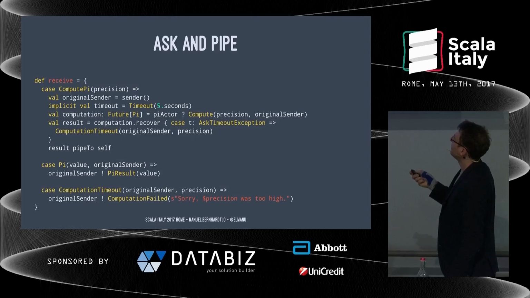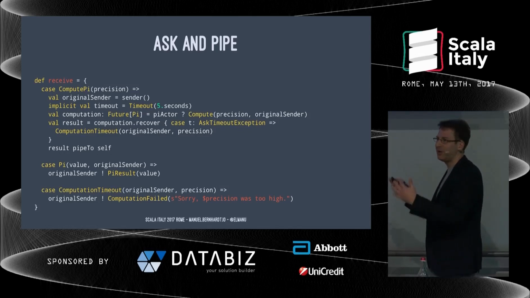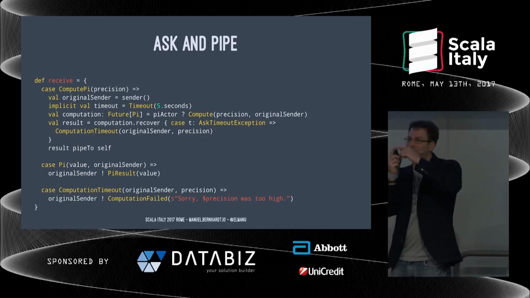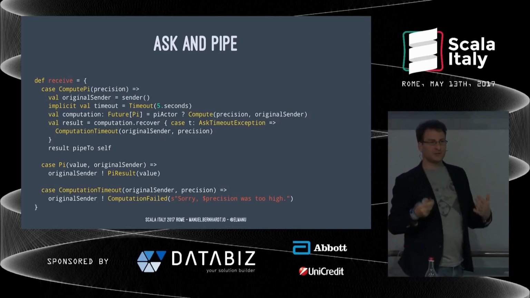And I'm going to recover this. So this is a future. I'm recovering the case of an ask timeout exception, something that's thrown after 5 seconds if it didn't complete. And then I can wrap the result here. I can transform this into a computation timeout. So I have this result, which still is a future, and I'm piping this future to myself. So this is a simple example. I'm piping to myself. I'm sending a message to myself. I could be sending a message to someone else. Here I'm just sending a message to myself.